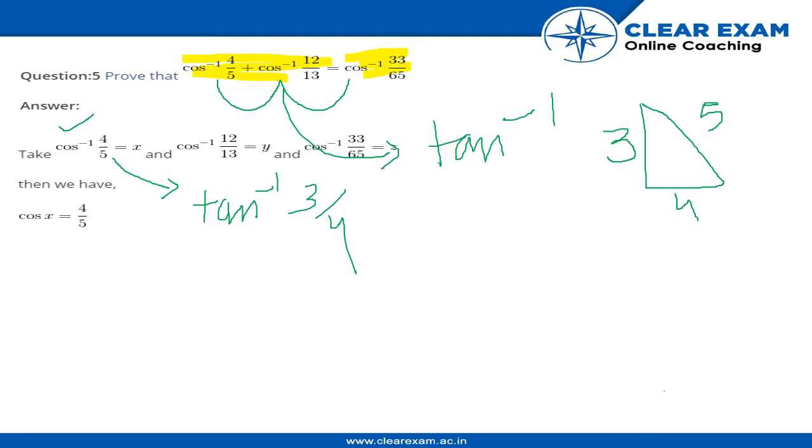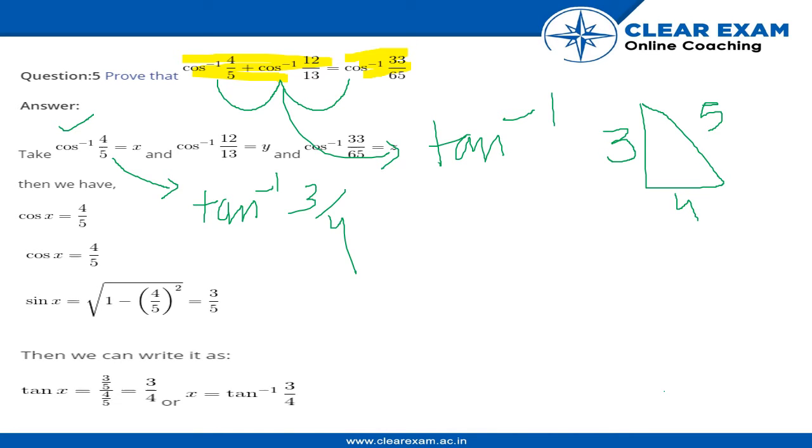Let's see what they have done. They wrote cos x is equal to 4 by 5. Then they applied the formula sin square x plus cos square x is equal to 1, found the value of sin x, and then applied tan x is equal to sin x upon cos x, and got their answer as x is equal to tan inverse 3 by 4. We directly did that with the help of our triangle.